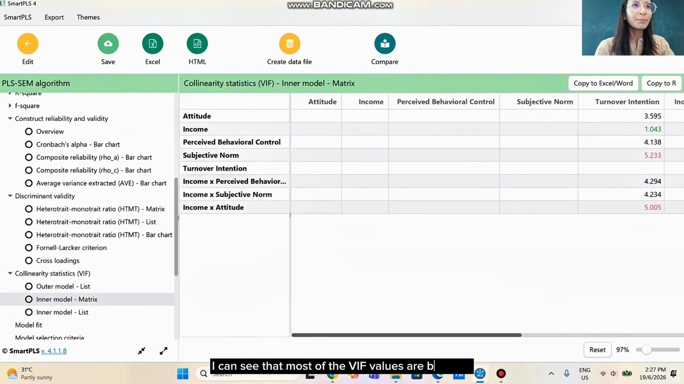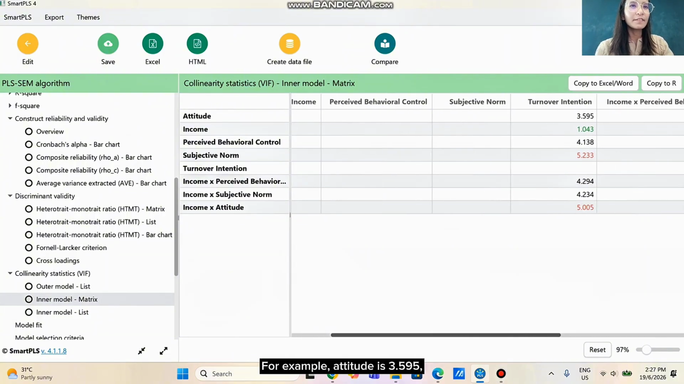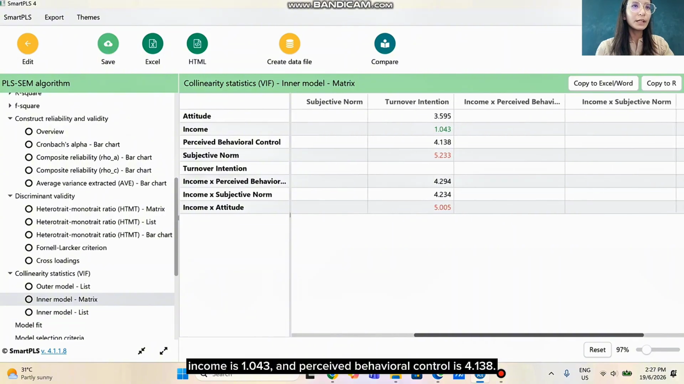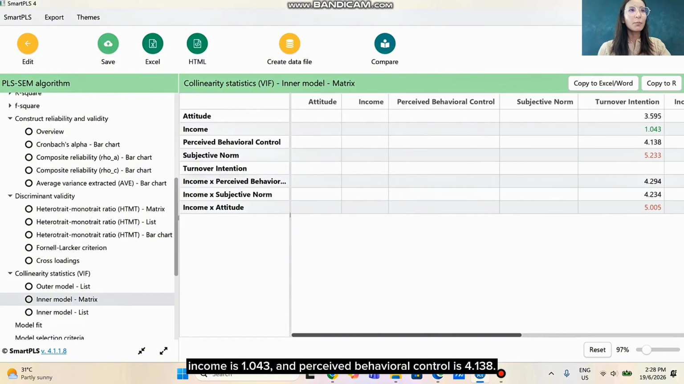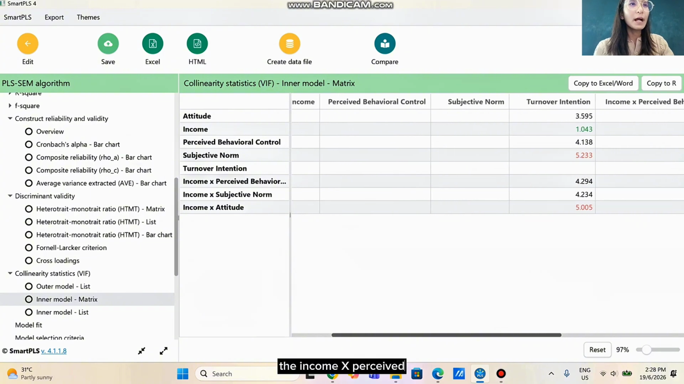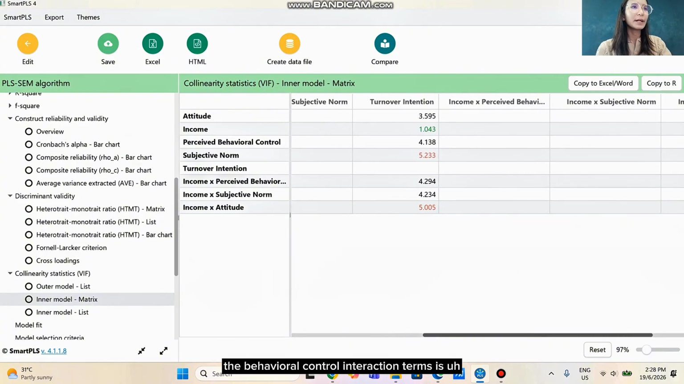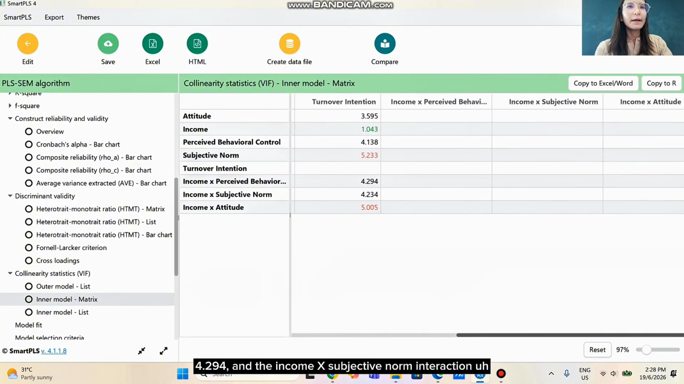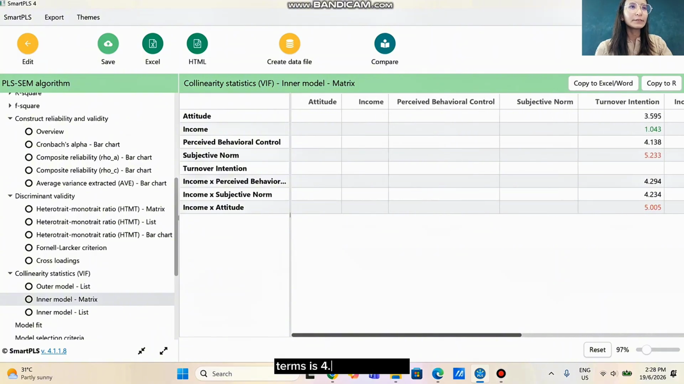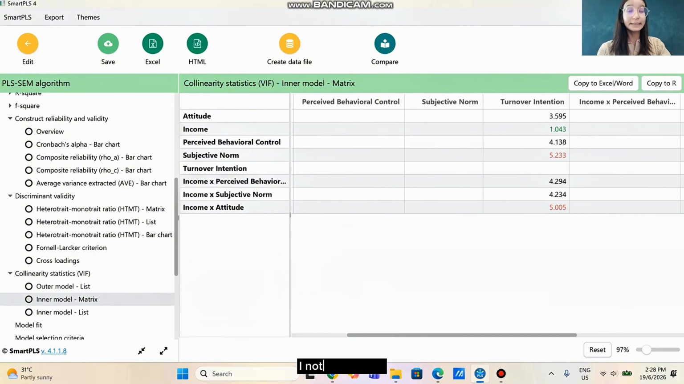From this table, I can see that most of the VIF values are below 5. For example, attitude is 3.595, income is 1.043, and perceived behavioral control is 4.138. For the interaction terms, the income perceived behavioral control interaction term is 4.294, and the income subjective norm interaction term is 4.234. However, I noticed that the subjective norm has a VIF value of 5.233, and the income × attitude interaction term has a VIF value of 5.005.